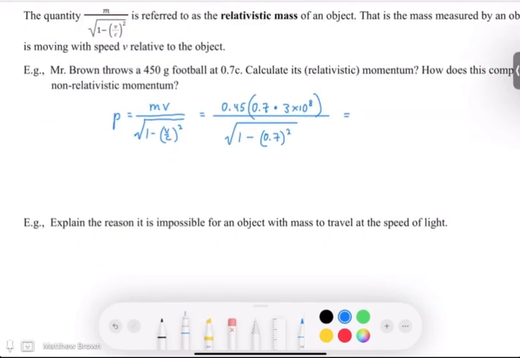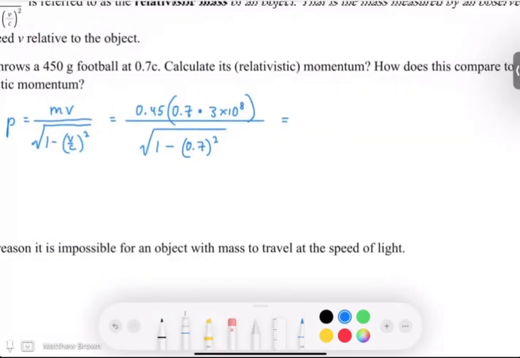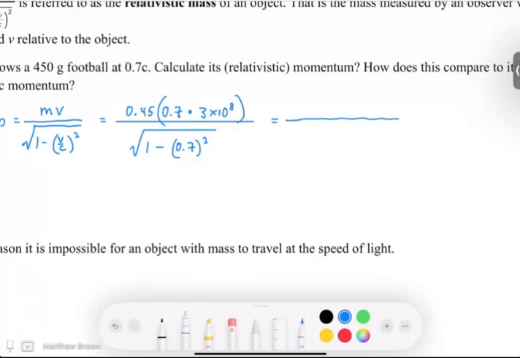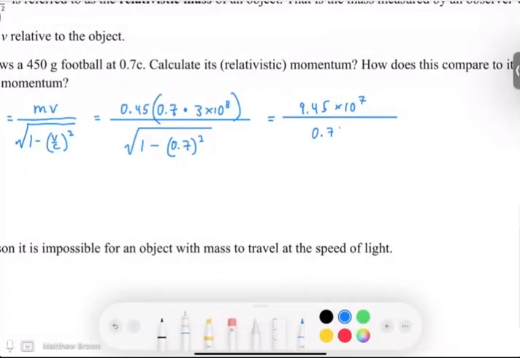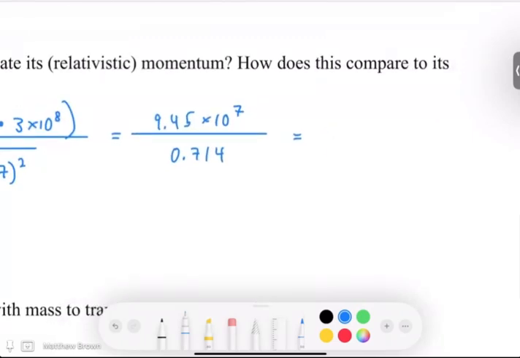And just because I think it'll matter for part B, I have the numbers for both. So the numerator is 9.45 times 10 to the 7 when you multiply that through, and on the bottom we get 0.714. And that equals 1.32 times 10 to the 8 kilogram meters per second. So that's a good amount of momentum, right? It's a good throw, I think.